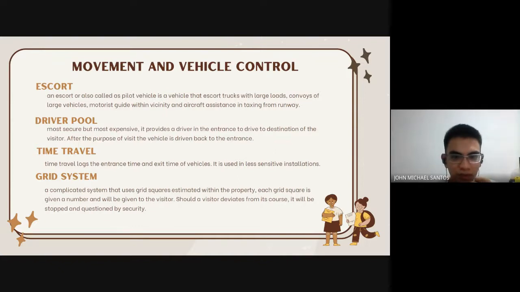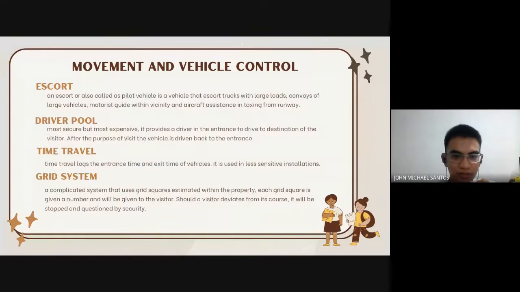Grid system, a very complicated system. The installation is divided into grids and squares like a map. Each square is given a number or letter designation. The visitor is then given a map and shown the route to take to his destination and should not deviate from the prescribed route. Otherwise, he could be stopped and questioned by the guards.